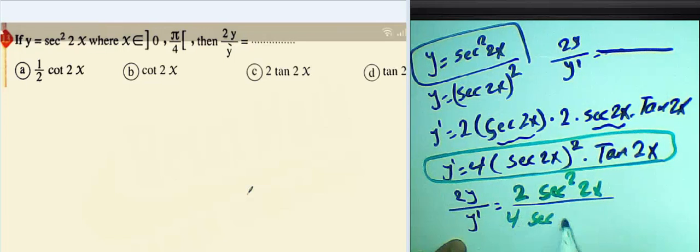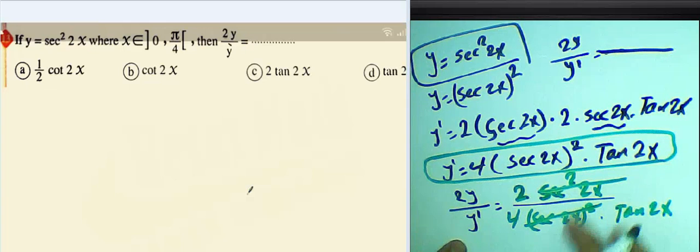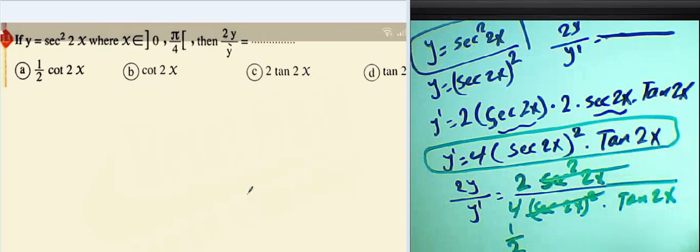Then you must write here 2 multiplied by y, which is sec squared 2x, over y dash, which is 4 multiplied by sec squared 2x multiplied by tan 2x. We can cancel sec squared by sec squared, and 2 over 4 will be half. And tan 2x in the denominator, we can write it in the numerator as cotan. The result will be half cotan 2x. Half cotan 2x.